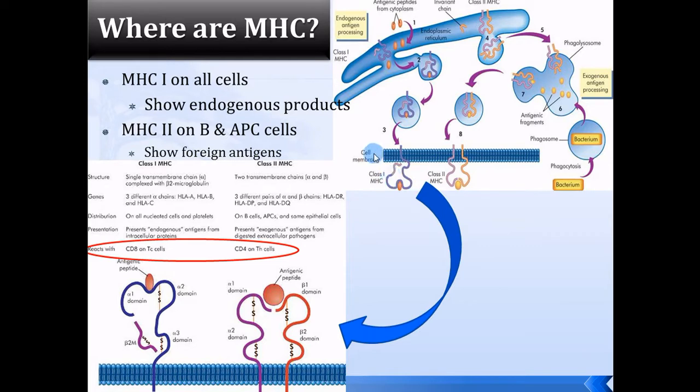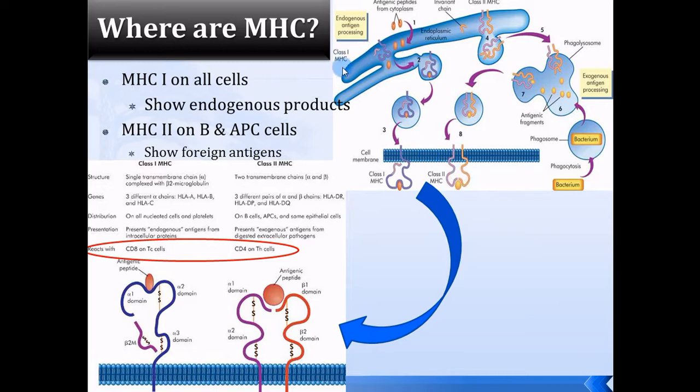Right? Second are MHC2s. MHC2s are on B cells and antigen-presenting cells. So macrophage, dendritic cells, and B cells. These specifically put antigens on the surface. They'll take the antigen in, they'll actually put the antigen on the MHC and post it up at the front.